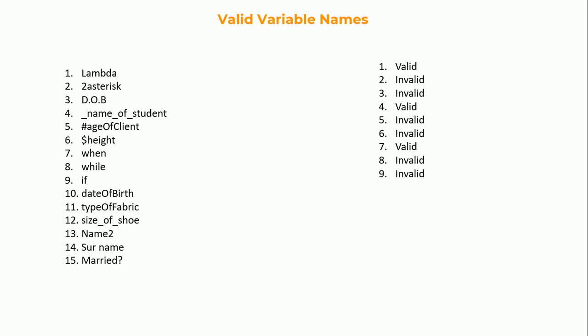If is also invalid. Date of birth is valid, satisfies all the rules. The next one is also valid. This is valid. Name 2 is valid. Surname is not valid because it has a space in between it. The next one is also not valid because it has a special character terminating it. So these are basically the rules for naming a variable in programming.